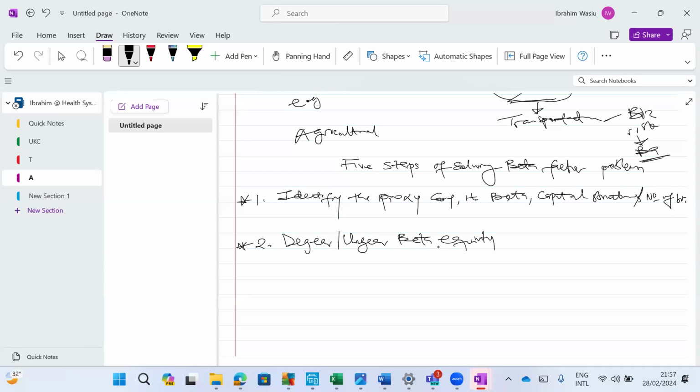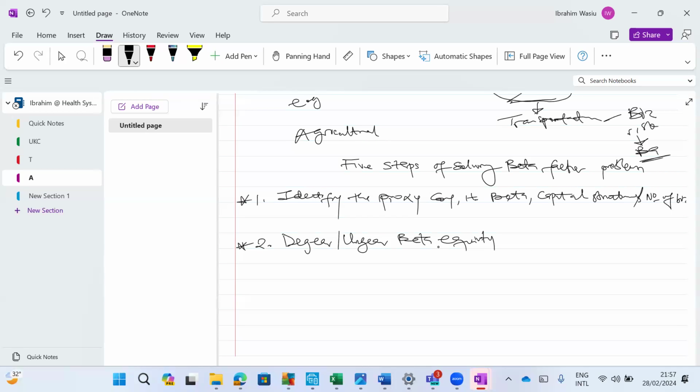Please, can you repeat? Step 1 is clear, yes, sir. Step 2 is, let me tell you what will lead to step 2. We said in step 1, you should get the proxy company. Yes, I've seen the proxy company, company Z. Then I've checked their beta. The examiner says their beta is beta equity.